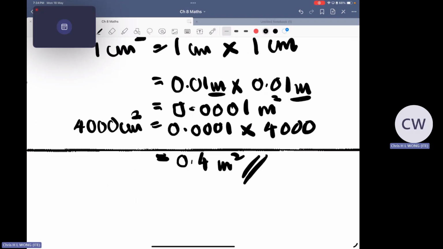Separate them first. Make sure you separate the unit, cm, separate them. On this type of question, they come out the square question. I call it the square question.